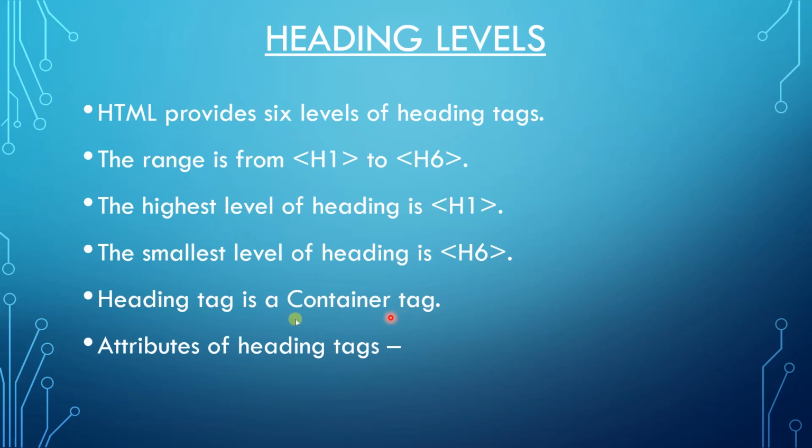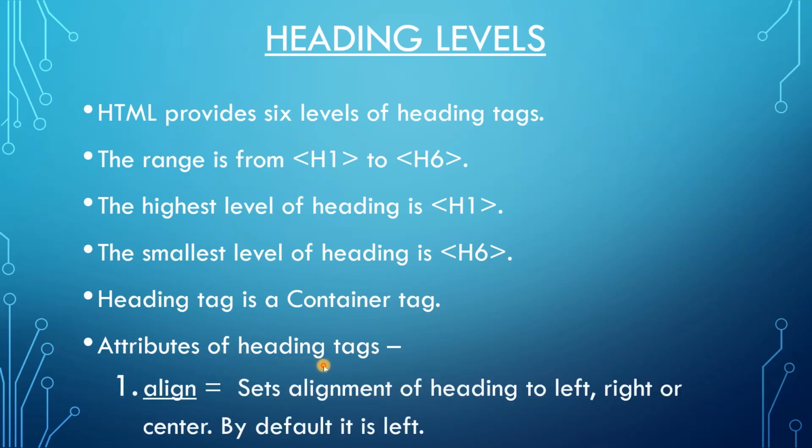Then, attributes of heading tags. Attributes are the things that go along with the tag, meaning what we can write along with it. Those are called attributes. So, attributes of heading tags, what are they? Let us see. One is align. Align sets the alignment of the heading to left, right or center. By default it is left. See how we will write this. I will show you that also.